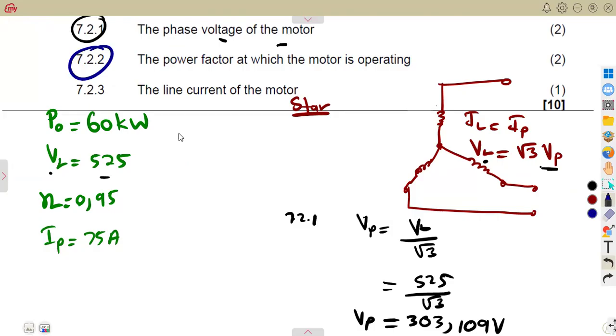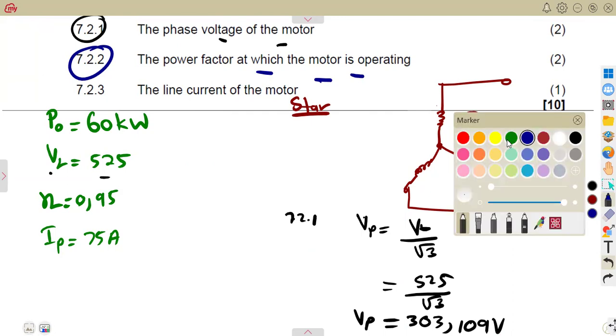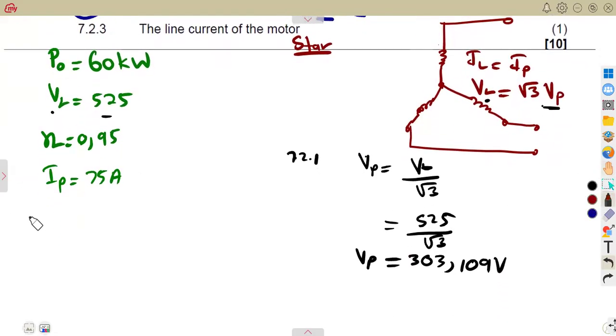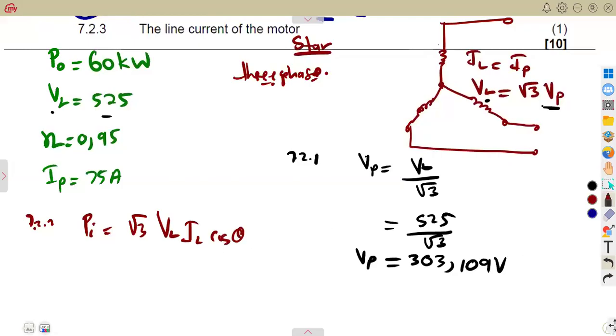Let us consider 7.2.2, the power factor at which the motor is operating. The power factor has to be taken from the power, so we must relate this to the power. That is where we can get the power factor. Remember, the input power for three phase is equal to the square root of 3 times the line voltage times the line current times the cos of theta, where the cos of theta is the power factor.